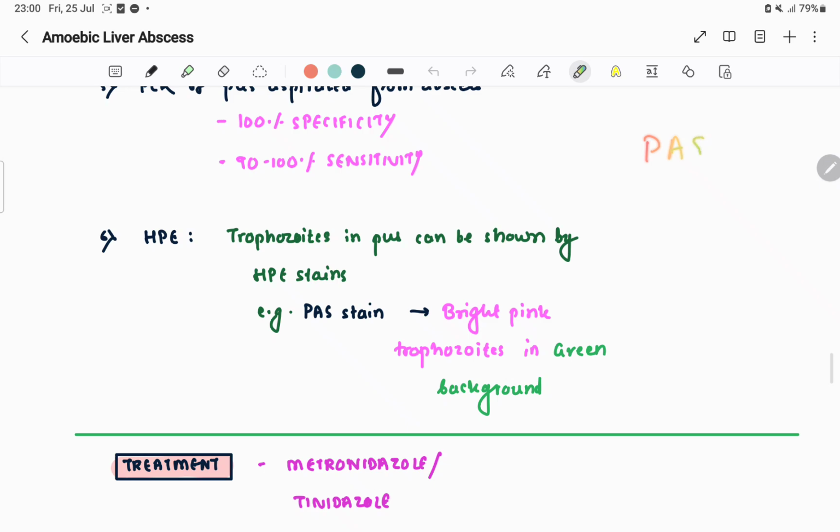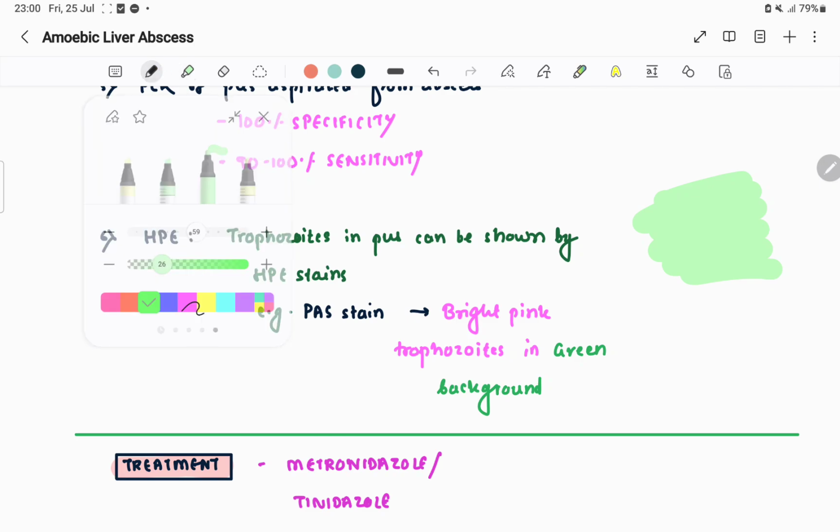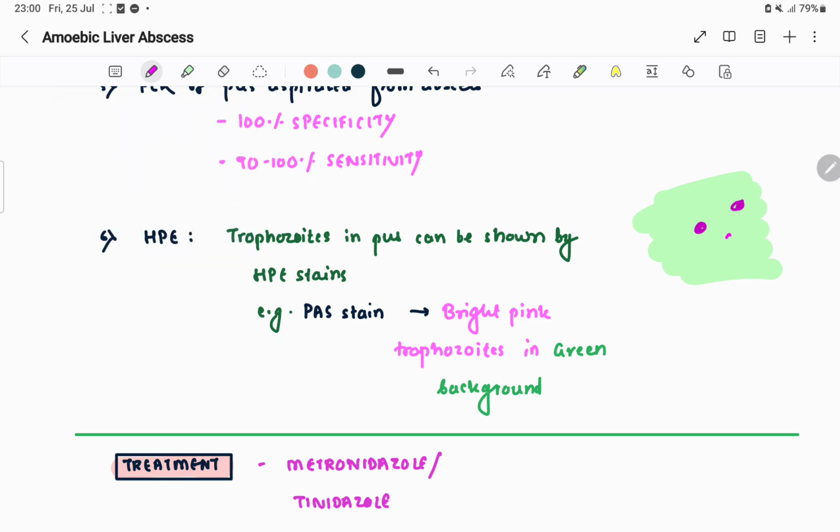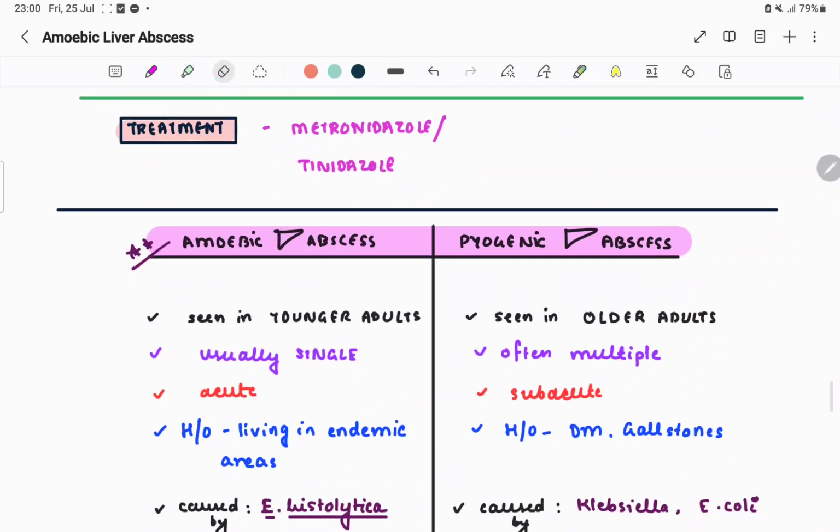In histopathology, whenever you do PAS stain, you must be reading, in this PAS stain there is a green background present, and in this green background there may be trophozoites present in bright pink color. Okay, so bright pink trophozoites may be seen in green background if you do PAS stain. Treatment is basically metronidazole and tinidazole.